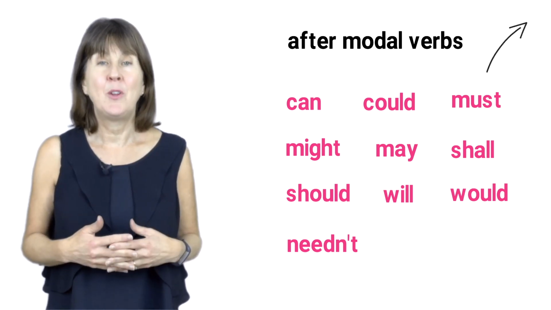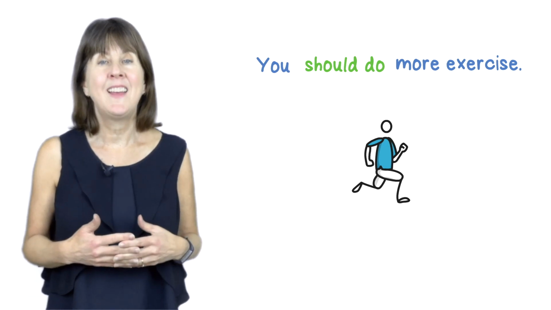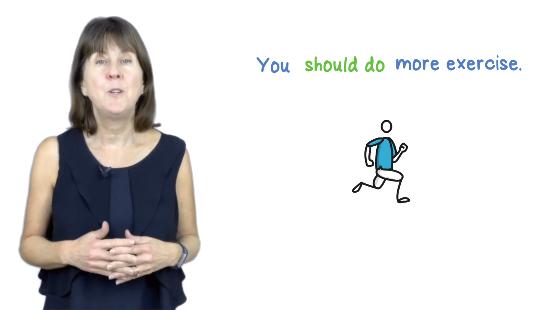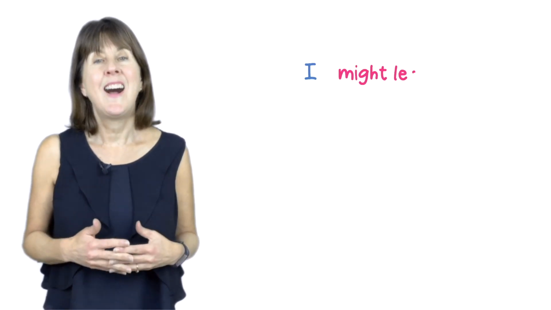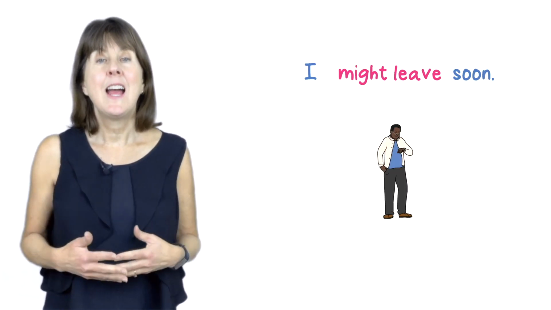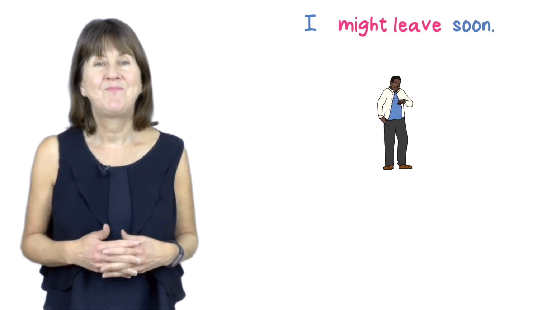So, for example, you should do more exercise. The modal verb here is should and is followed by the infinitive without to. Or, I might leave soon. Here the modal verb is might and it's followed by leave without to.